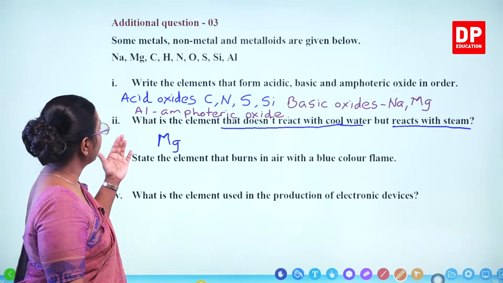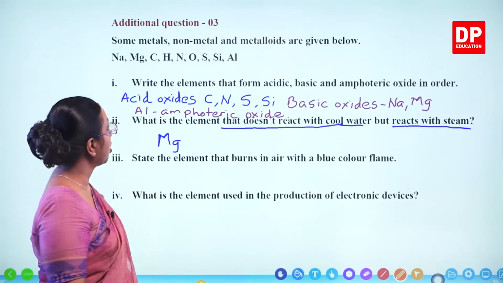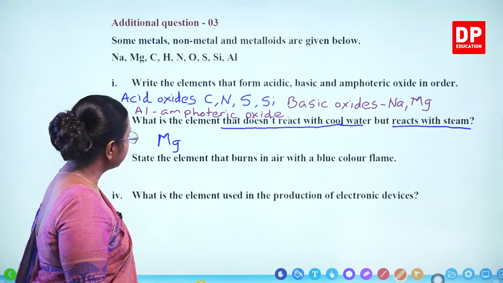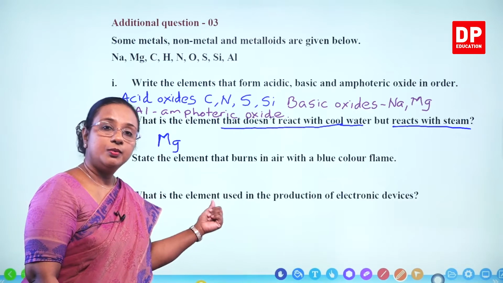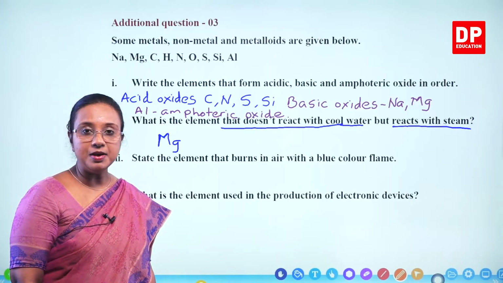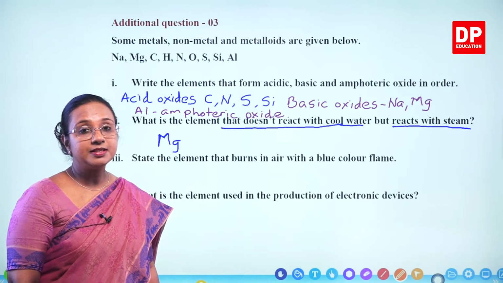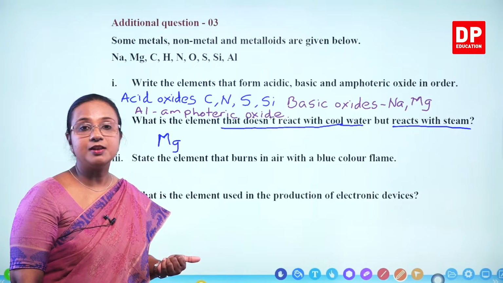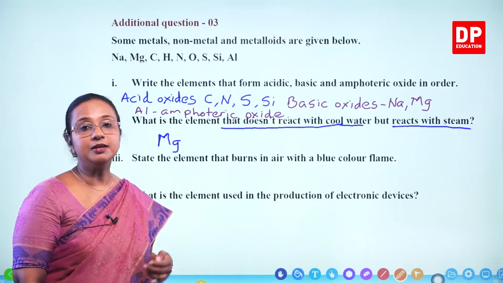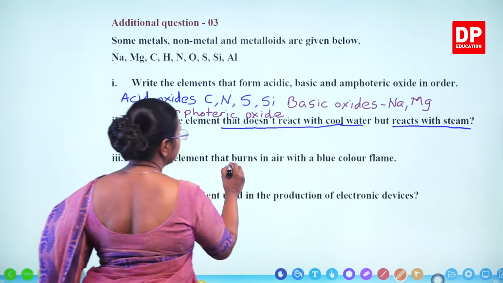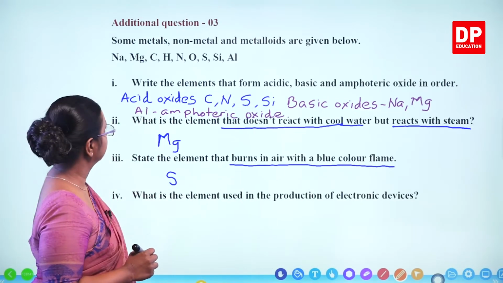One metal that reacts with steam but not with cool water. State the element that burns in air with a blue color flame. We have carried out this activity in the lab. You have observed the change, the blue color flame. What is it? Yes, it is sulfur. Sulfur is a non-metal that burns with a blue color flame. So, the element that burns in air with a blue color flame is sulfur, S.